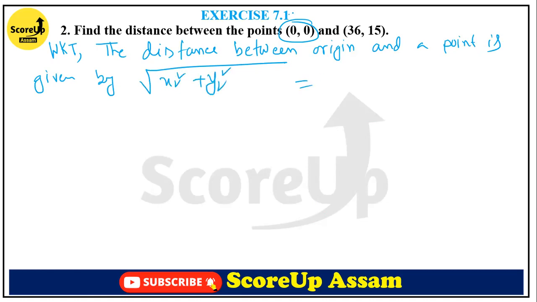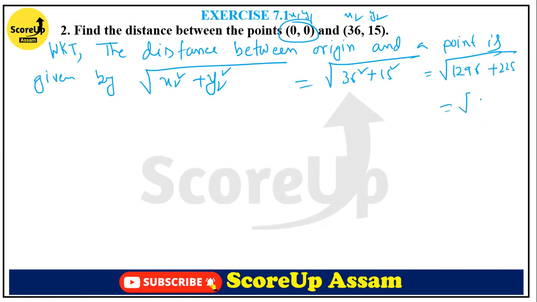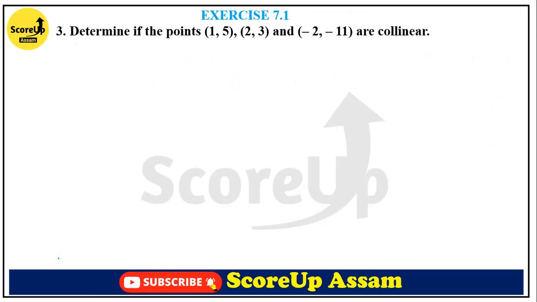Now this is our x1, this is y1, so here it is x2, here it is y2. So x2 square plus y2 square, 36 square plus 15 square. That means 36 square means 1296, 15 square means 225. Ultimately it will be 1521. So that means 39. Okay, 39 units. This is another way of solving this problem. Now let's move on to the next question.